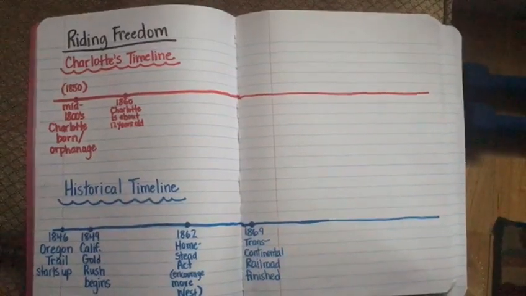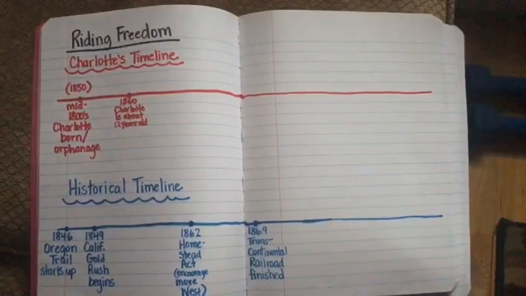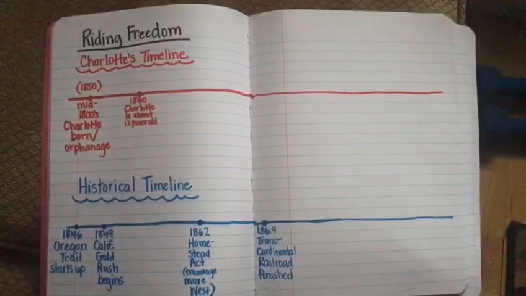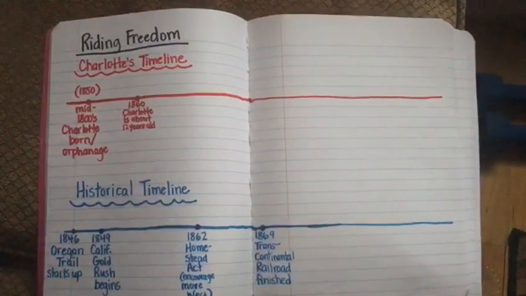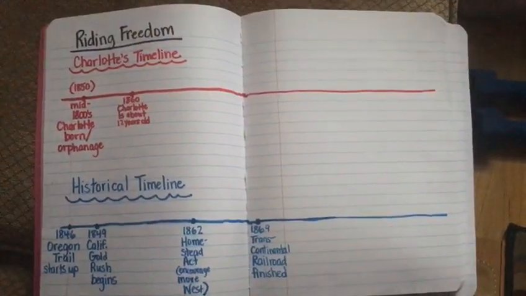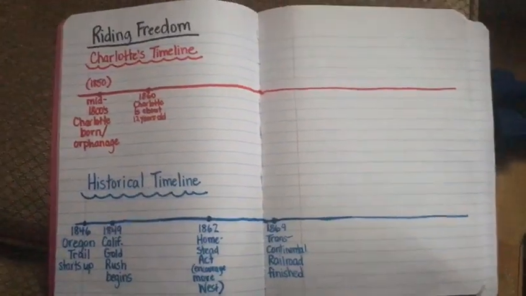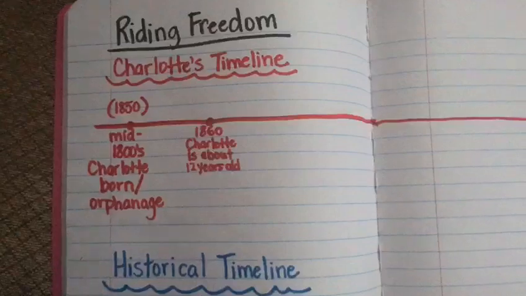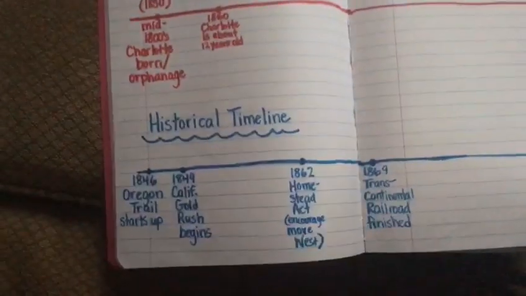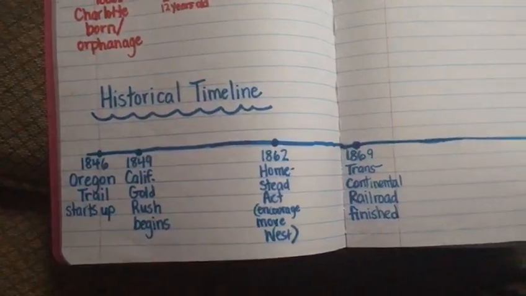When you're making timelines in your notebook, it's a good idea to open up to a 2-page spread so that you have lots of room to record the important events. In my notebook, I have Charlotte's timeline in red, and it goes across the page. And I have the historical timeline in blue.